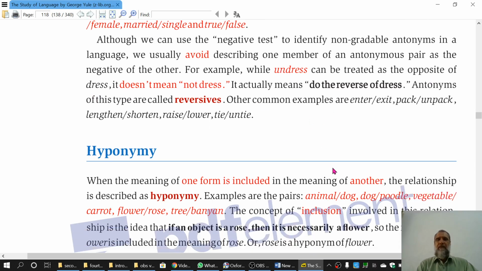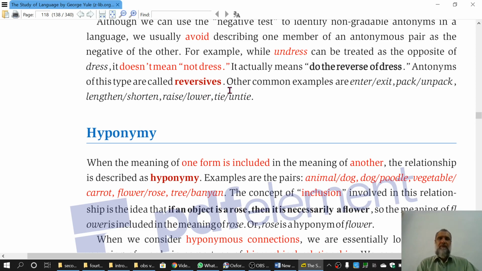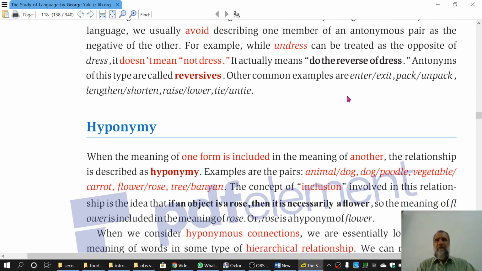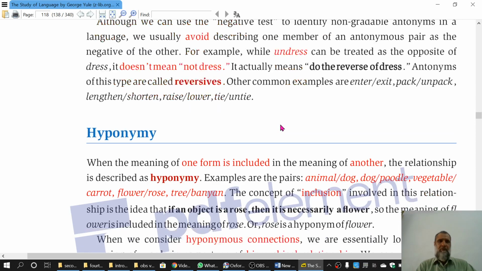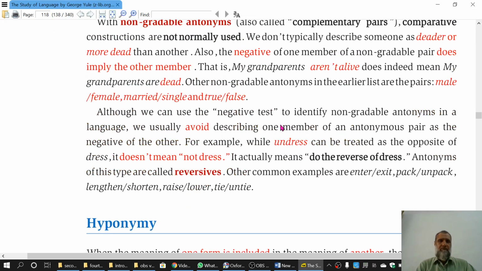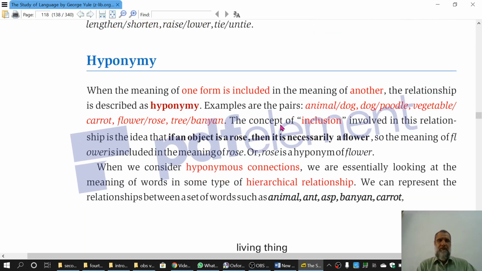Antonyms of this type are called reversives. So this is the next kind of antonym. Other common examples are enter, exit, pack and unpack, lengthen, shorten, raise, lower, and tie. So this was all about antonymy: gradable, non-gradable, and reversive. It's 3 types.